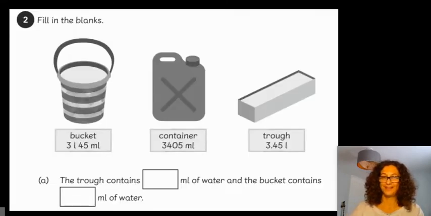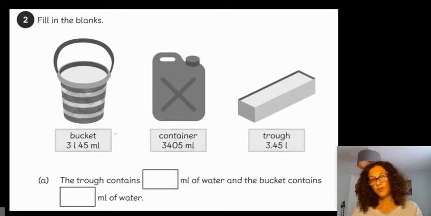And welcome back. So here are our final questions. Again, I'll help you with the first few, and then you're going to carry on. So first of all, we've got 3 litres and 45 millilitres, 3,405 millilitres, and 3.45 litres. We need to convert all of these to the same units of measure. So let's convert them all to millilitres.